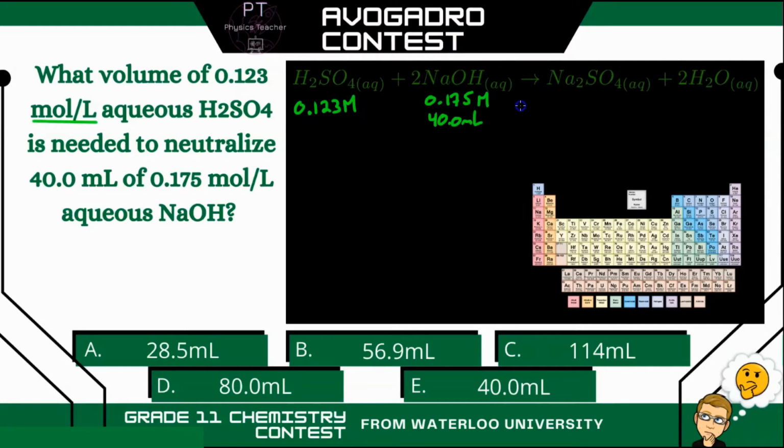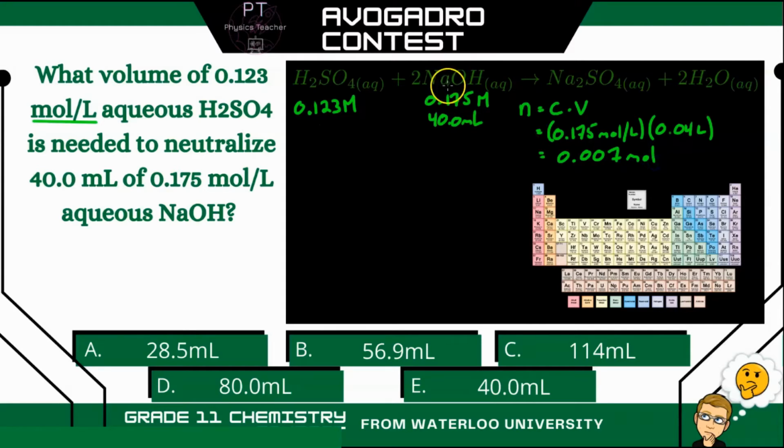The equation for the number of moles, n, is your concentration times your volume. So your concentration in this case is 0.175 molar, which is moles per liter, multiplied by volume, which we need to change from milliliters into liters. So divide by 1,000 and we have 0.04 liters. When we do that, we get 0.007 moles of sodium hydroxide.